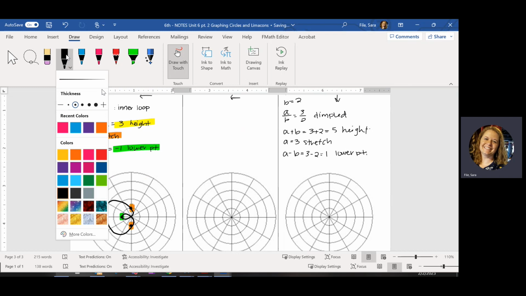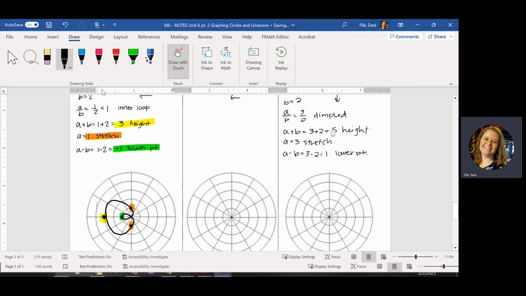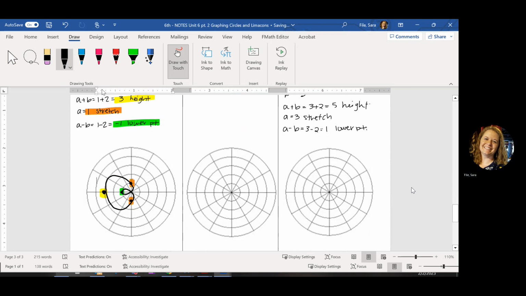So my height is going, we said down. So my height 5, I'm going to go down 5. The stretch is going to be along the opposite axis, so this is left and right in this case. I'm going to go 3. And then the lower point is positive, so it's in the opposite direction of the height, so it's up 1. Now, this is dimpled, so I'm not going to bow this out here through that point. I know that it has to come out higher than that over here and dimple back into it. You got to make sure that it is that dimpled shape.